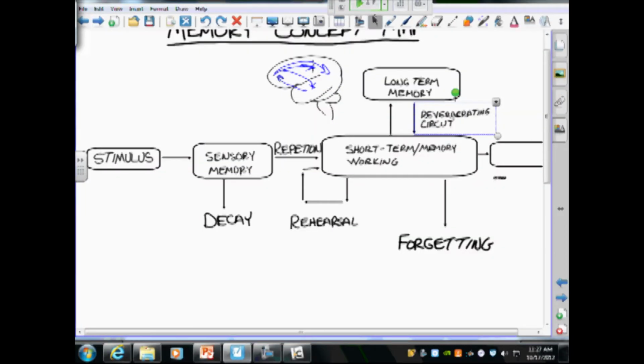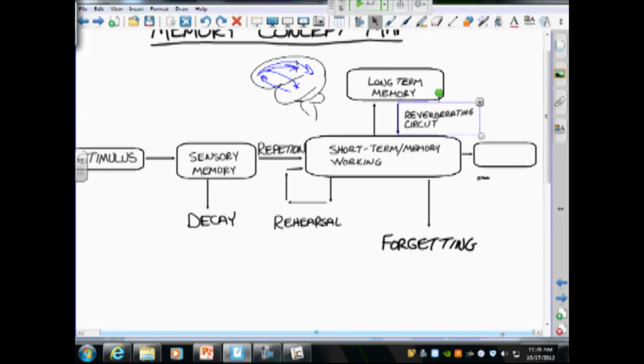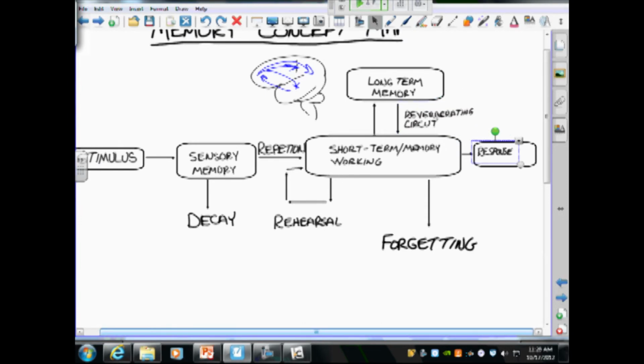Once I have something in my long-term memory, if I'm taking a test and I've properly elaborated the material in my mind, I've learned what the connections are, I can retrieve information from long-term memory into short-term working memory, into that workspace, and present some sort of response or behavior in the world.